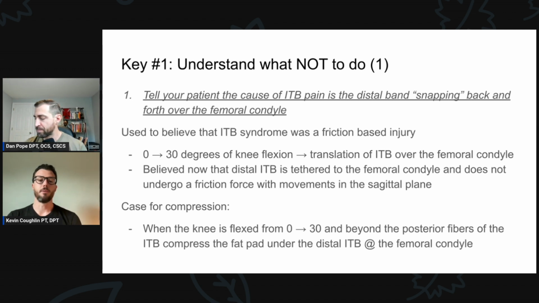It's now believed that it's more of a compression-based issue. So when the knee is flexed from neutral, from 0 degrees to 30 and beyond, those posterior fibers of the IT band compress the fat pad that's distal on that lateral knee. And fat pads are highly innervated, so they can really be sources of pain for folks. So it seems like it's more of a compression-based injury rather than a friction-based injury, and that will have implications for treatment as well.